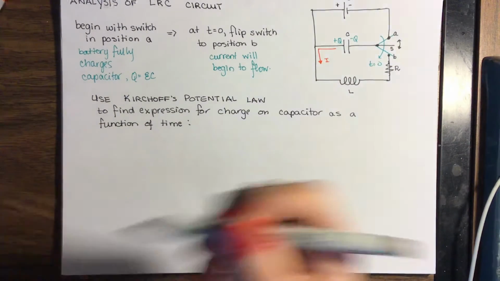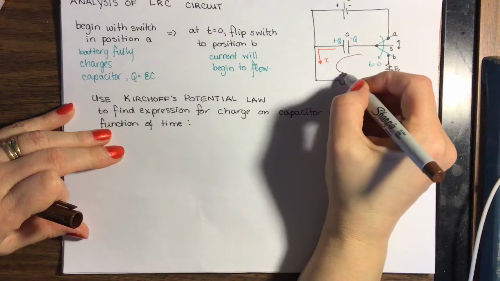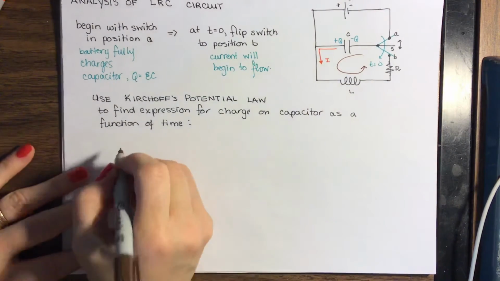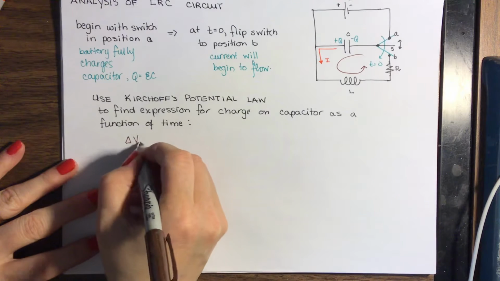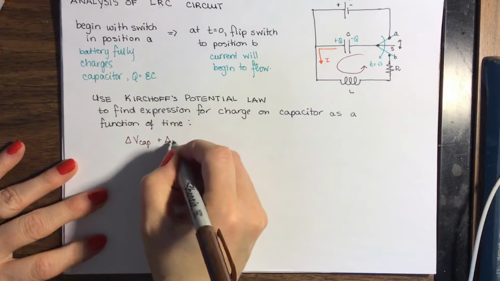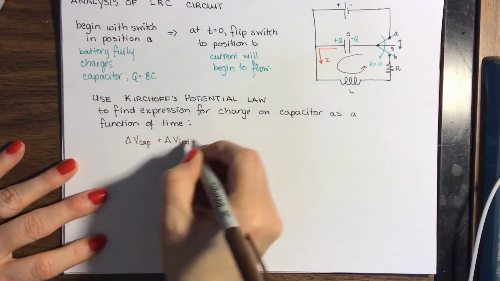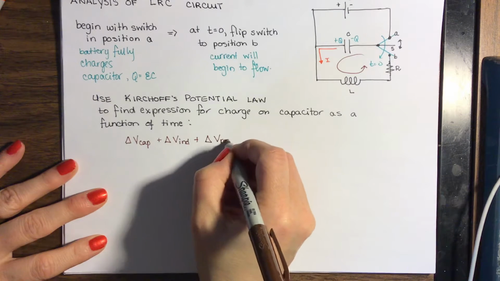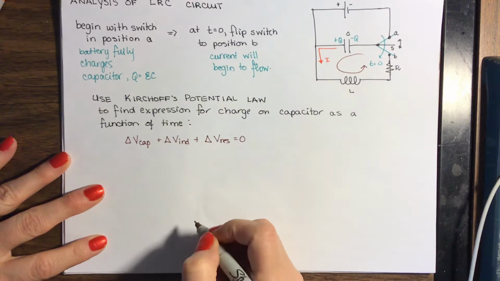Let's draw a loop. Let's take our loop coming around this way. Let's write Kirchhoff's potential law for that loop. So the change in potential across the capacitor plus the change in potential across the inductor plus the change in potential across the resistor all has to sum up to give 0.